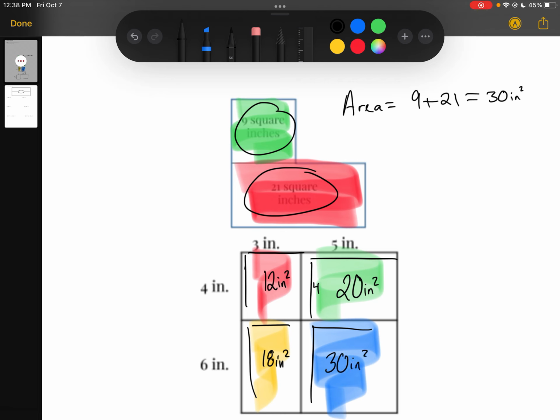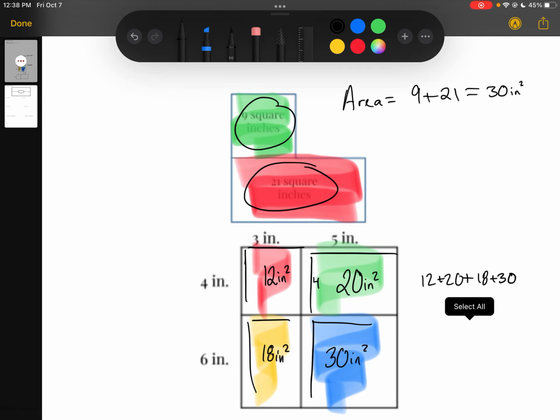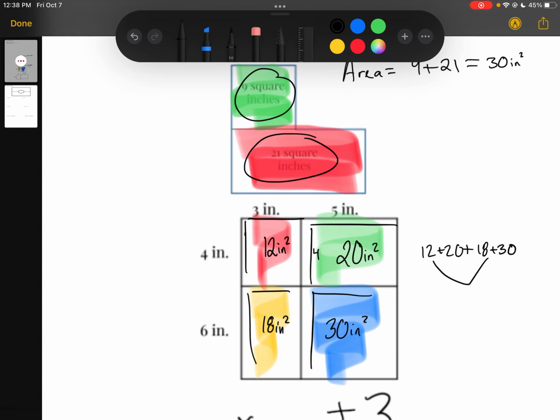So now what we can do with this very complicated box with 4 different color-coded sections is just take them piece at a time and add them together. So we'll end up with 18 and 12 is 30. 20 and 30 is 50, and then add those together to get 80.